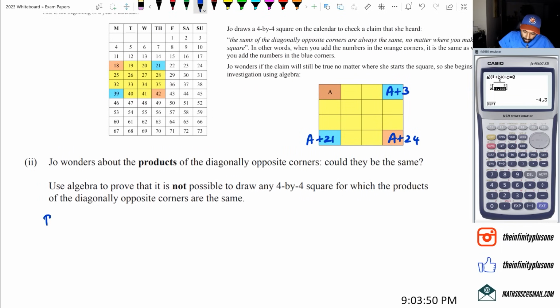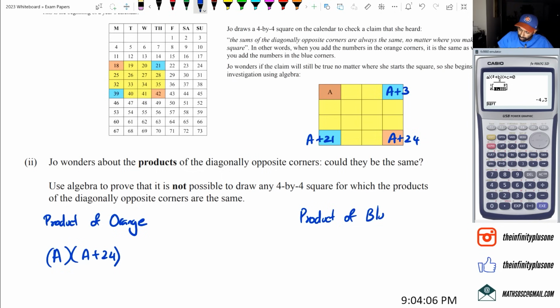So if you look at the product of orange, that's going to be a multiplied by a plus 24. And on this side, I'm going to do the product of blue. So the product of blue is going to be a plus 21 multiplied by a plus 3.